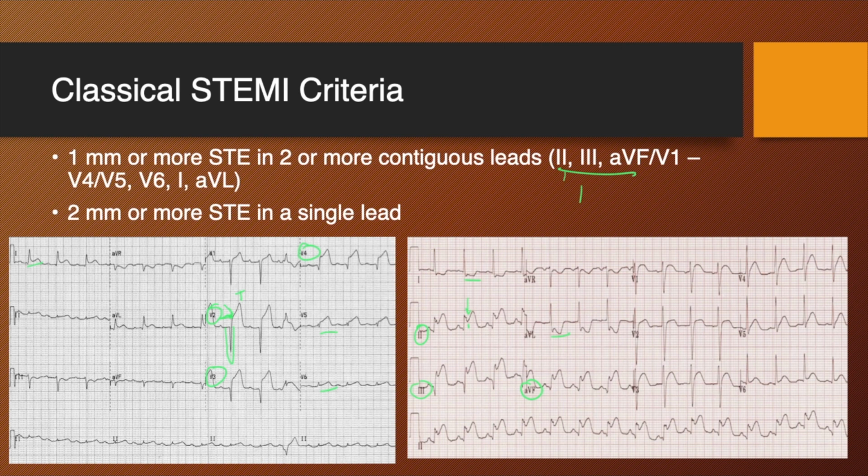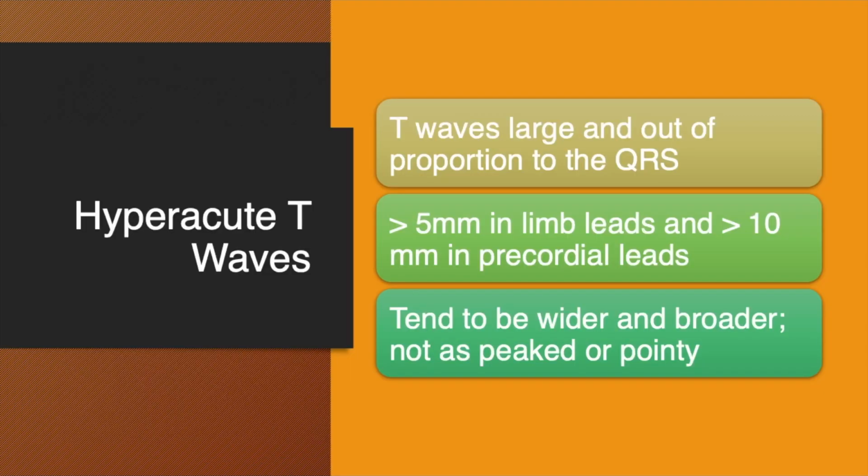And so these are 2 common findings when it comes to pretty straightforward STEMI criteria. Okay. So nothing changes there. STEMI is still considered an OMI, and it still needs to go to the cath lab immediately. But let's talk about hyperacute T waves.